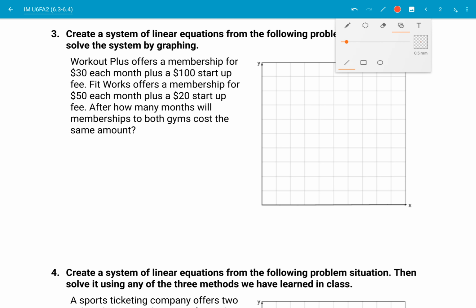Okay, question number 3 says we're going to create a system of linear equations from the following problem situation and then solve the system by graphing. So the first thing that we need to do is read the problem.